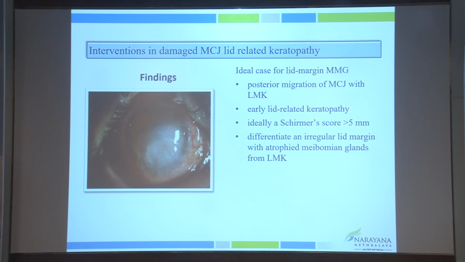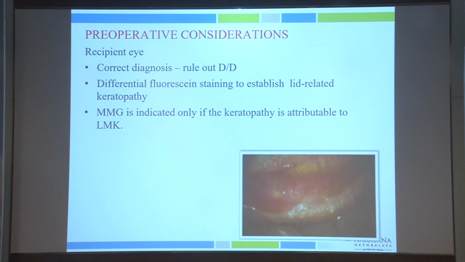Of course, it is very, very important to differentiate what we think to be keratinization from meibomian gland atrophy, which appears as small little whitish changes where you expect the meibomian gland to be. They are subconjunctival, they are not keratinization. Again, those are not ideal for a mucous membrane graft.